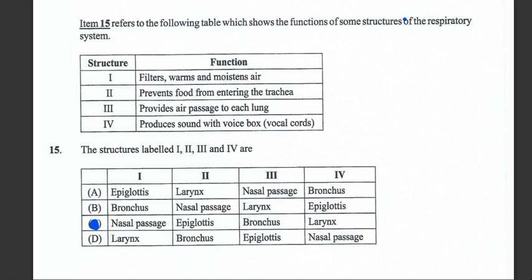We have seen that the epiglottis prevents food from entering the trachea. And we are talking about the bronchus. The bronchus provides passage to each lung of our body. And when you're talking about the larynx, the larynx produces sound with the voice box, otherwise known as our vocal cord.